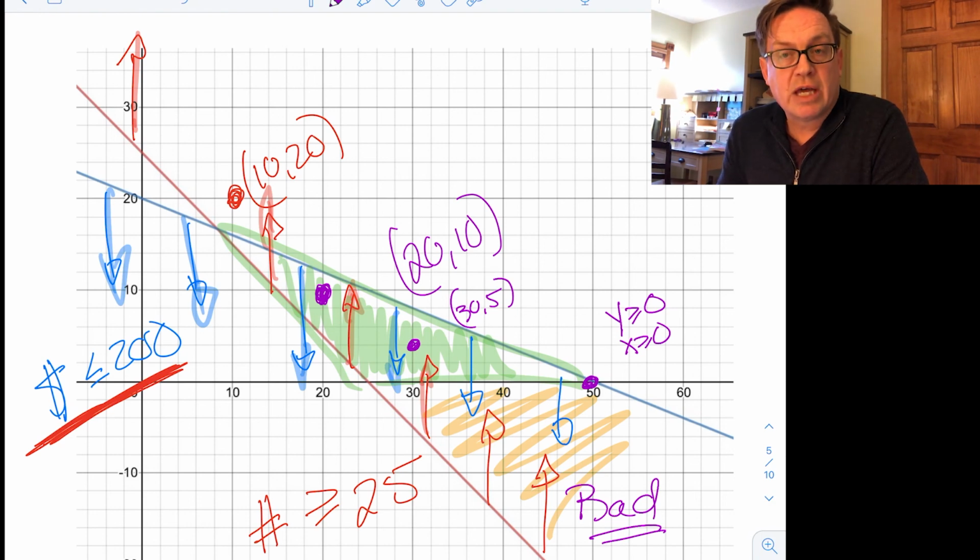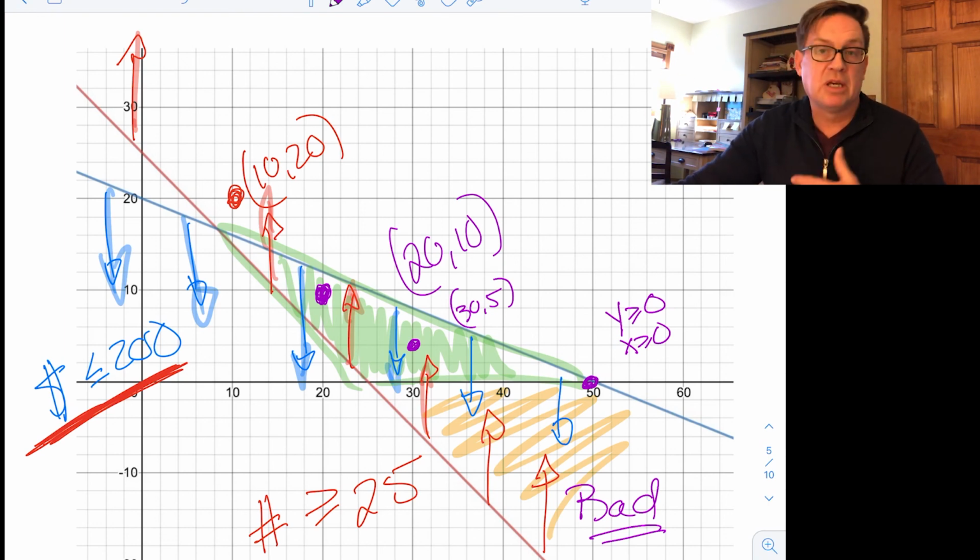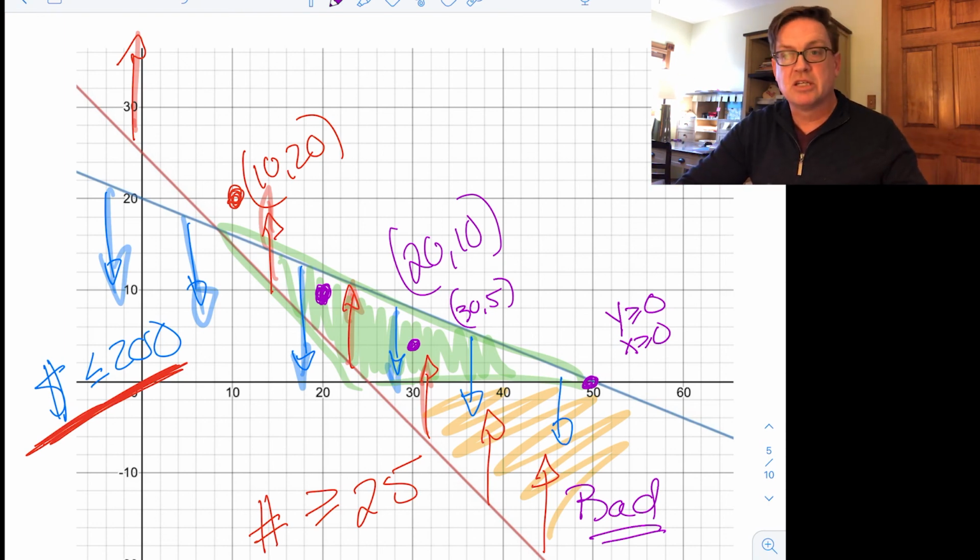So we're going to try and do that in a lot of applications where you have constraints. You have to have at least this many of something, and the cost has to be at most this, or you'll see some examples where we'll do that.